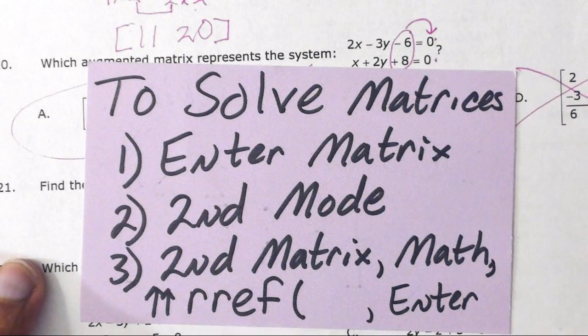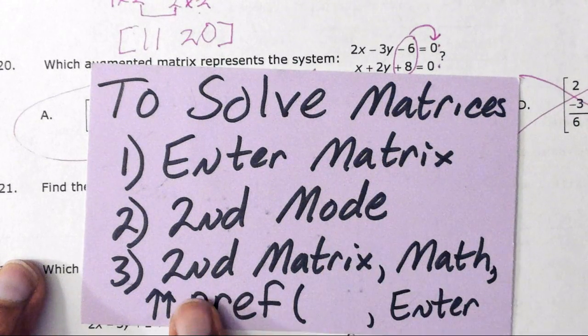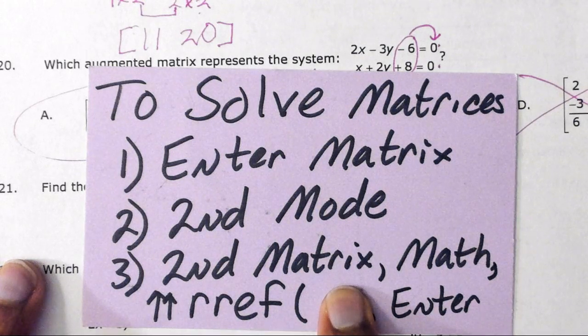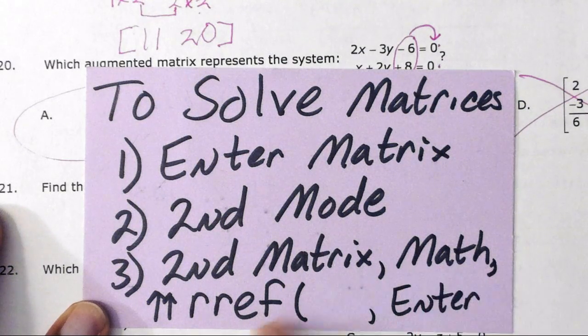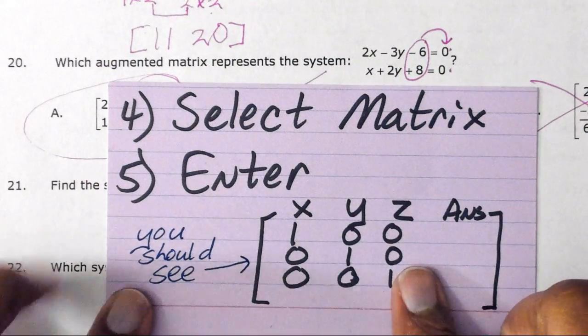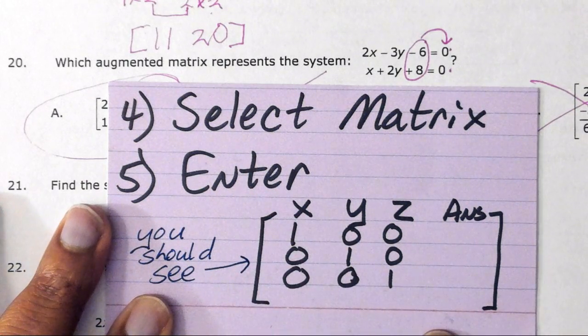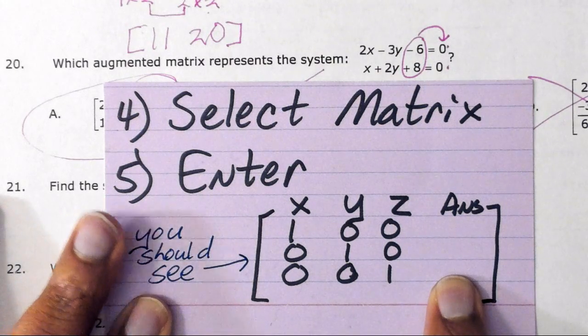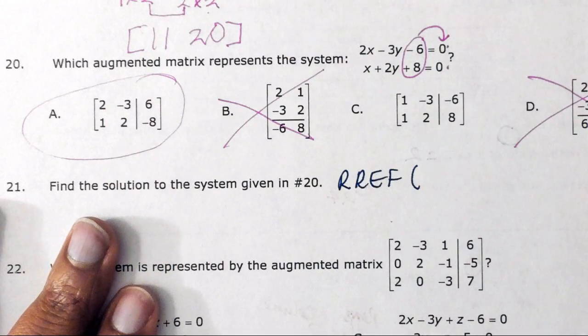Step 1, we enter the matrix just like we just practiced. We second mode to quit out of the screen. We're going to hit second matrix to go and select this function. And when we do, we're going to have to go over to math this time and up arrow until we see RREF. We'll select that and then go back and select our matrix. Once we've selected our matrix, we'll press enter, and this is what we should see because our answers will be right here. We'll interpret the answers in just a moment, but let's go and practice our steps.